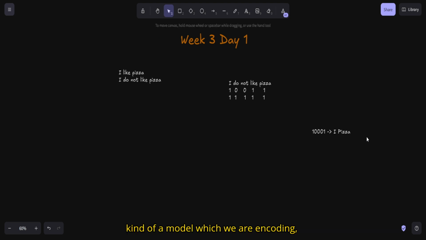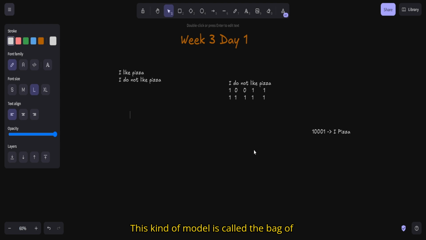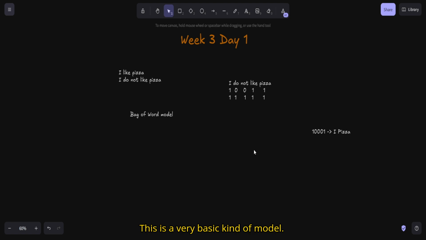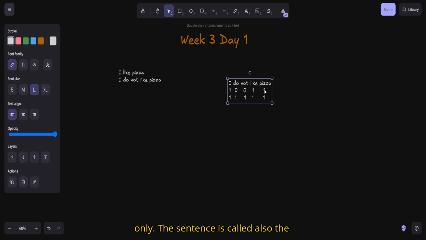Okay, so this kind of a model, where we encode every word, we can represent a sentence using numerical values of zeros and ones. This kind of model is called the bag of word model. Okay, this is a very basic kind of model. Now after bag of word model, we are going to learn the TF model or the term frequency model. What does the term frequency model do? The term frequency model tells how specific a word is in that document. Document means the sentence only. The sentence is also called the document.